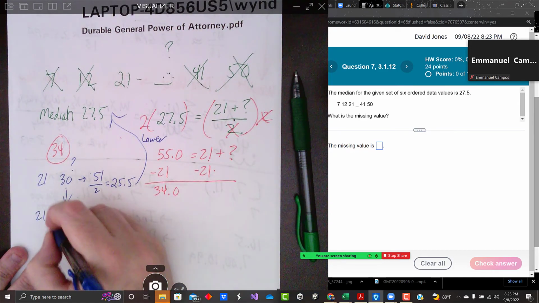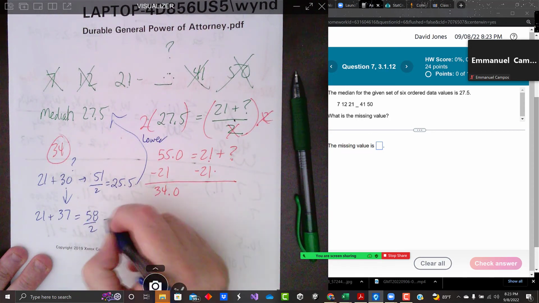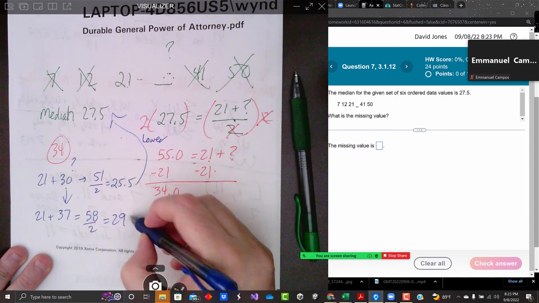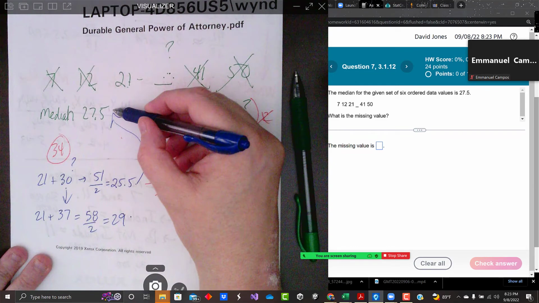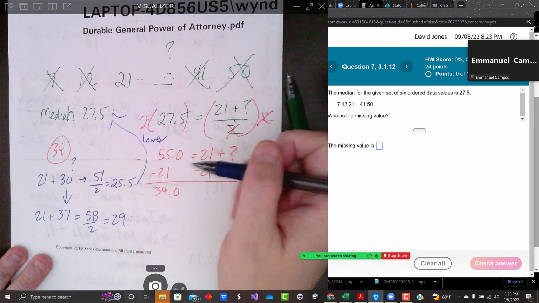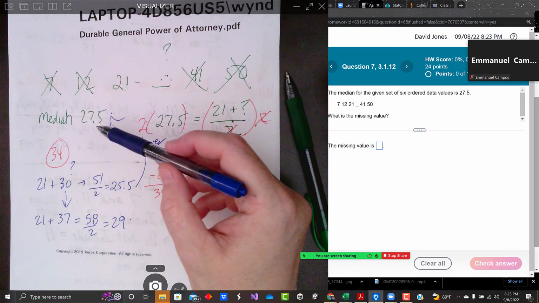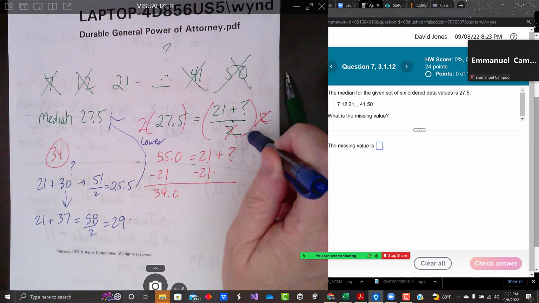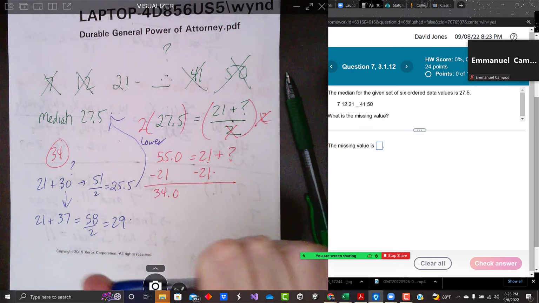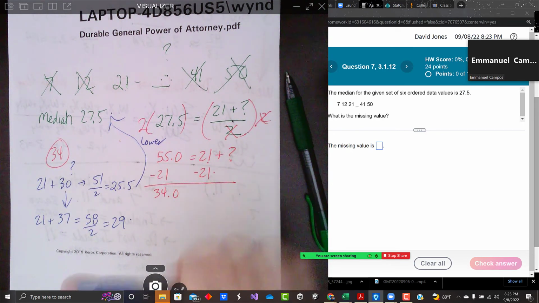So 21 plus 37 is 58. 58 divided by 2 is 29. Now 29 is higher than 27.5. I've gone too high. And so you could keep doing this until you get the right number. It could take forever doing guess and check. Doing algebra can get it to you pretty quickly. They might have one in here that does the similar with the mean.